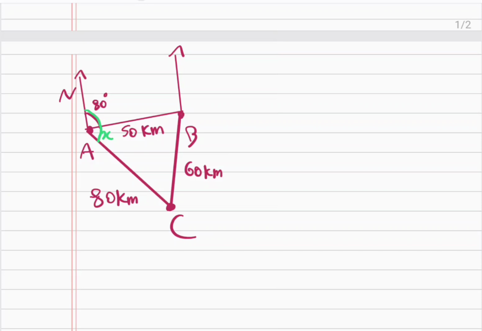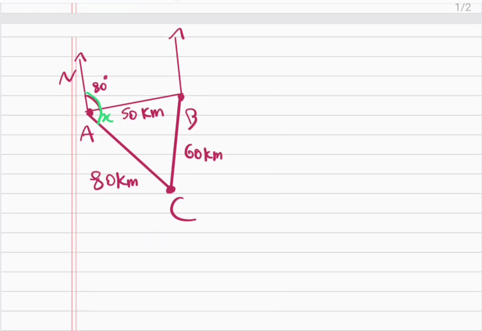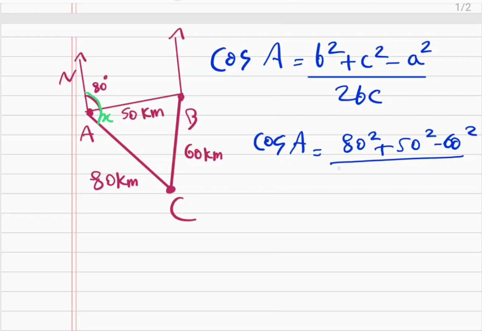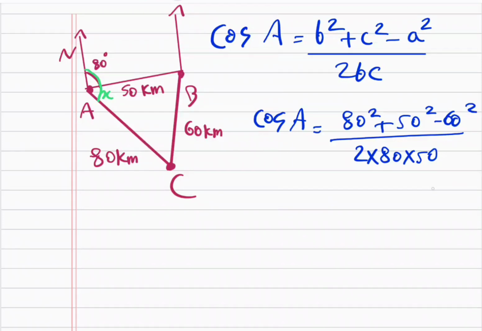And this is a cosine rule question again, because we have a triangle and we have three side lengths known, and we just want to find the value of an angle. So we can simply use the formula cos A is equal to B squared plus C squared minus A squared over 2BC. Now we just substitute the numbers. So we have 80 squared plus 50 squared minus 60 squared over 2 times 80 times 50.